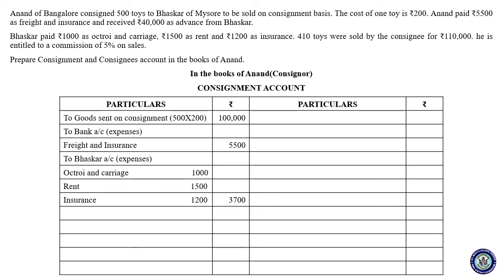Okay, next. So 410 toys were sold by consignee. So it is a sale done by consignee. So you have to write by Bhaskar's account, not cash, because it is not sold by Anand. So 1,10,000. So next, commission. To Bhaskar's account, that is commission 5,500. So that is 5% on sales. So my sale is 1,10,000. So on that 5%, it comes to 5,500.